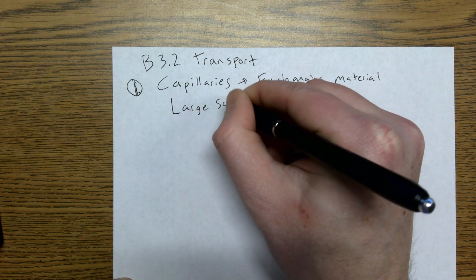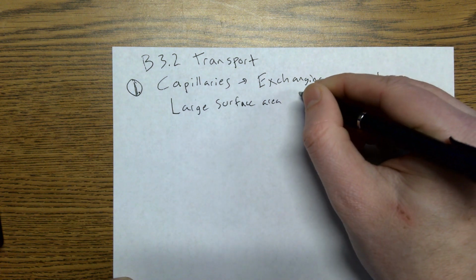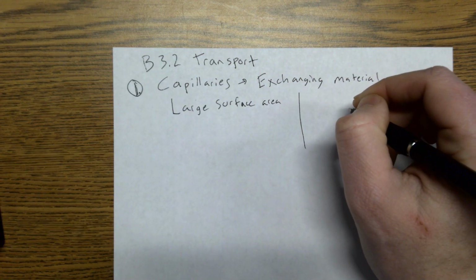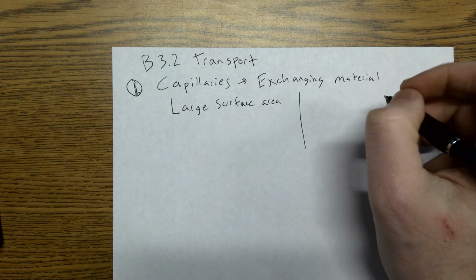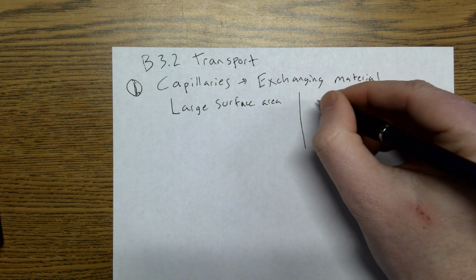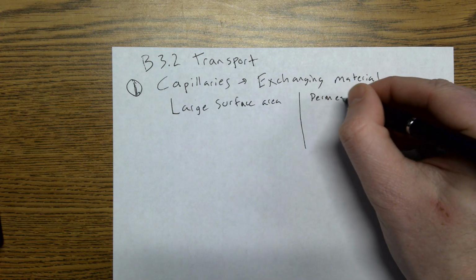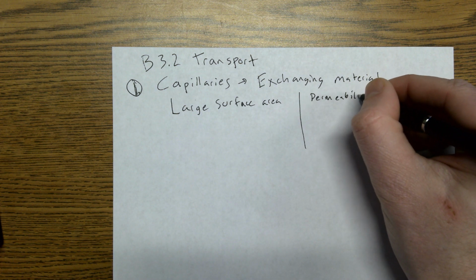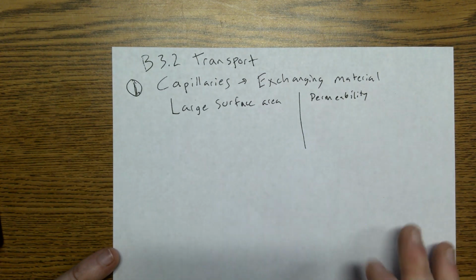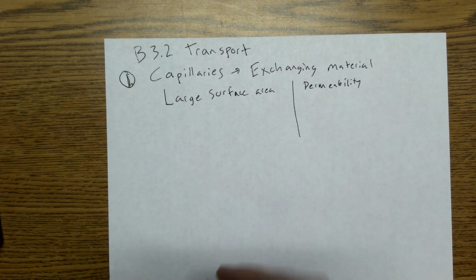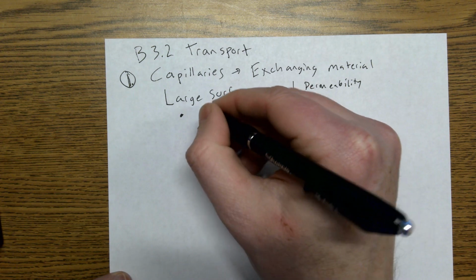So whenever we're exchanging things, we want a large surface area, and we want it to be able to move through, right? You need some sort of adaptation to allow things through. So permeability is the other factor we need to be thinking about. And so for these, what we're looking at here is what are the adaptations that capillaries have for a large surface area and permeability. The first thing they have is they branch, right?